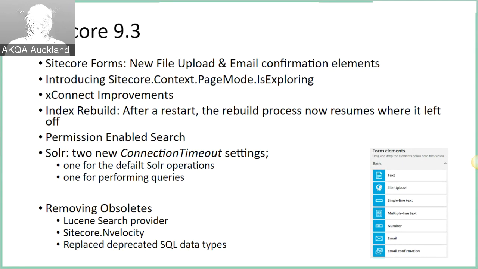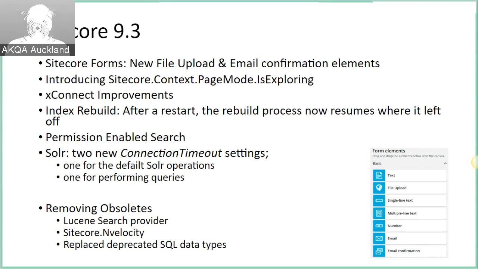Index rebuild. We all usually do the index rebuild, and if some infrastructure break happens, then it stops there, and again it will restart from the first. But now, if it breaks in the middle and you reconnect, it resumes from where it left off. So that was one. And permission-enabled search is mainly in the Content Editor. Just imagine I am a content author, and there are multiple sites, there are multiple content.